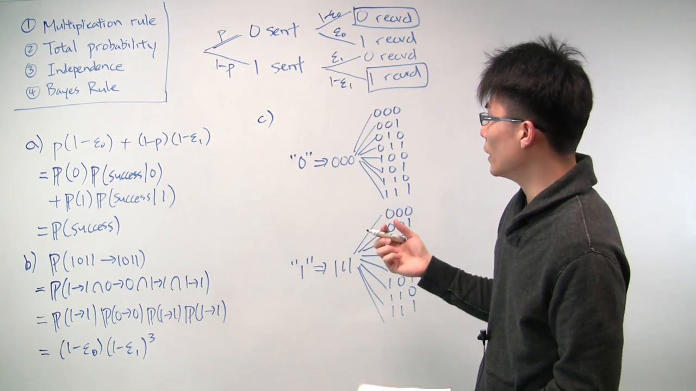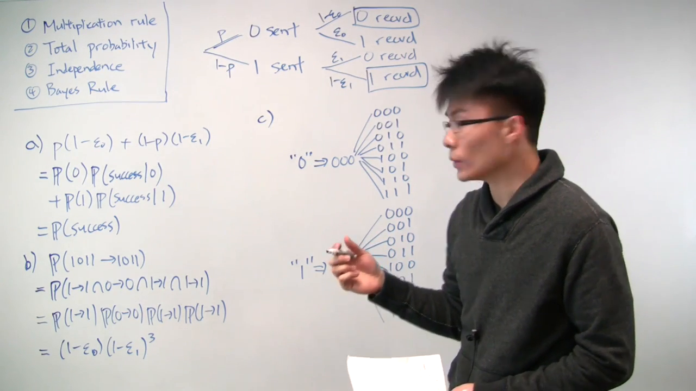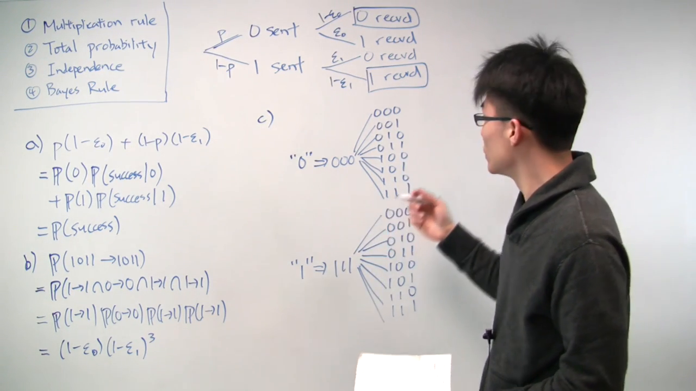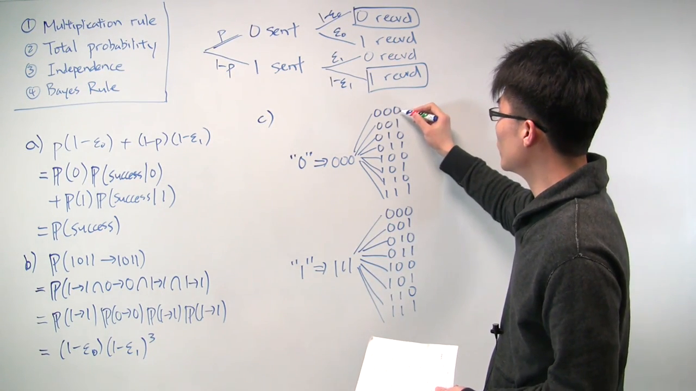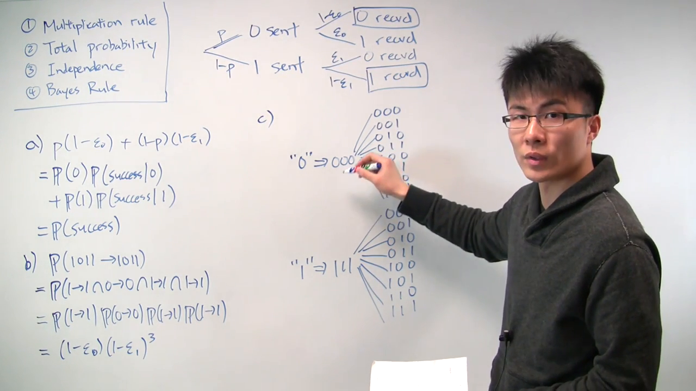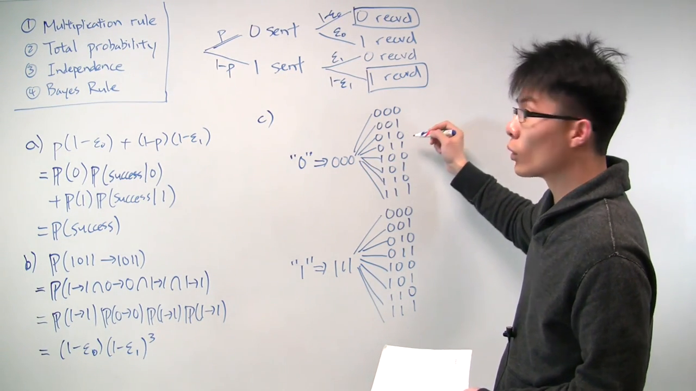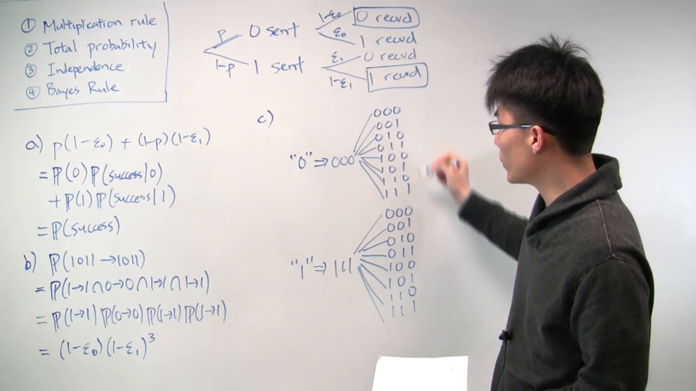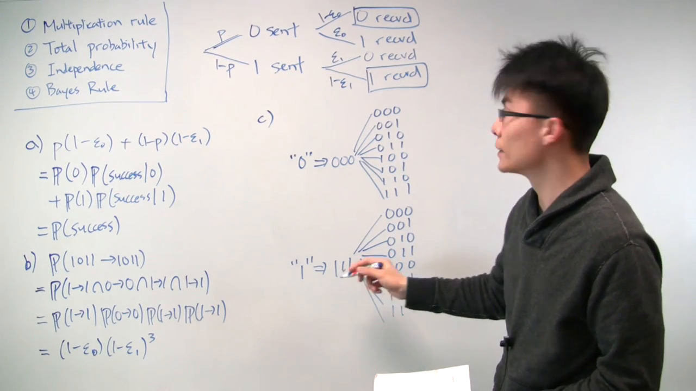So one obvious thing to do is to take a majority rule. Because there's 3 of them, if there's 2 or more zeros, we'll say that what was meant to be sent was actually a 0. And if there's 2 or more ones, then we'll interpret that as a 1 being sent.